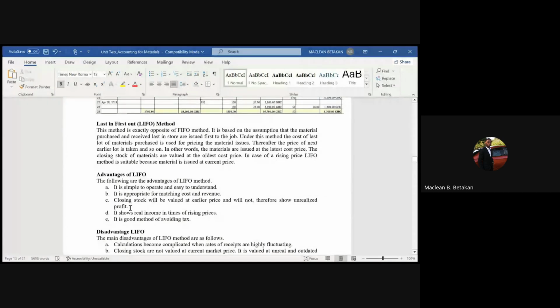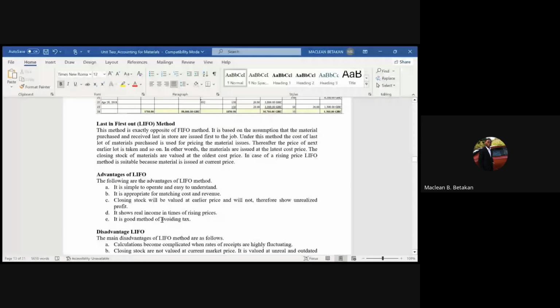Now, closing stock would be valued at earlier prices and would not therefore show unrealized profit, just like FIFO. It shows rare income in times of rising prices. It is good for avoiding tax.